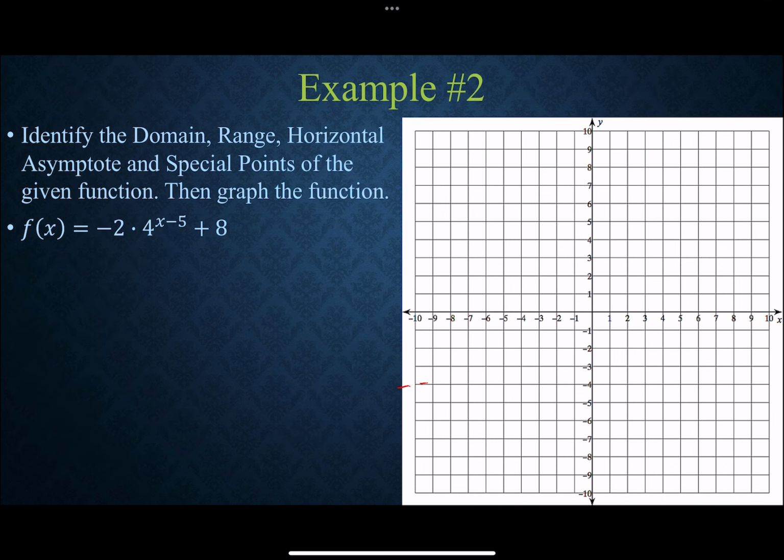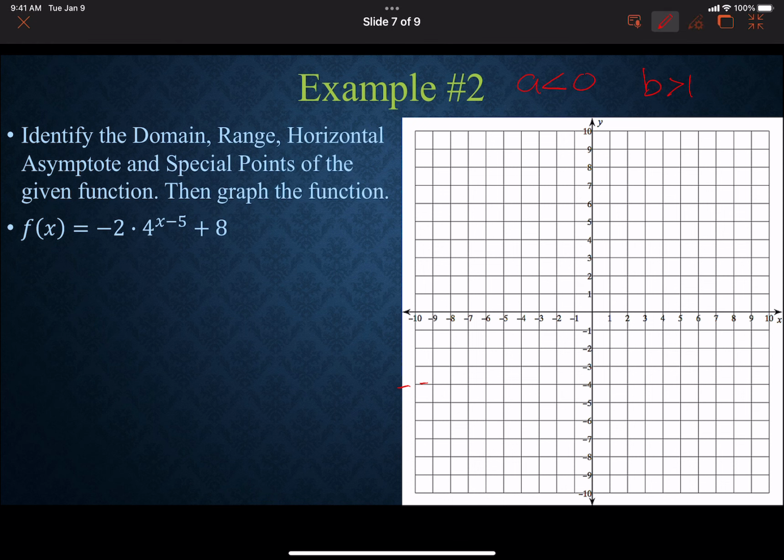All right, so in this example, we can see A is now negative and B is again still bigger than 1. We still go through the same overall process. Our domain, negative infinity to infinity. Our range, this time because A is negative 2, we're going to go from negative infinity to E, which is 8, which also, again, is our horizontal asymptote.